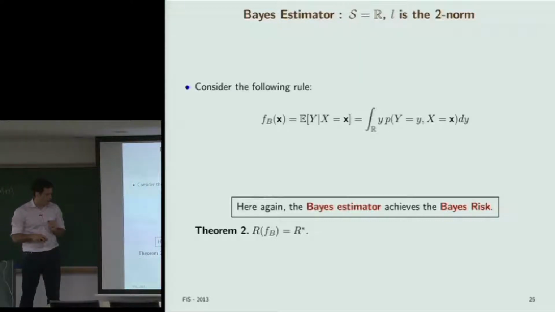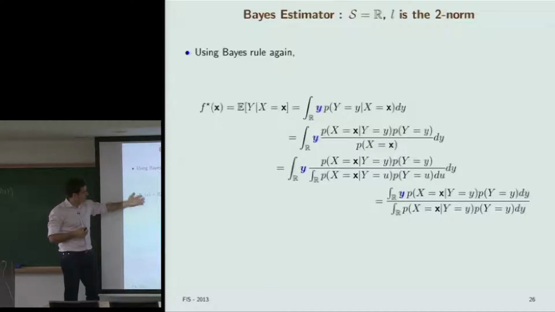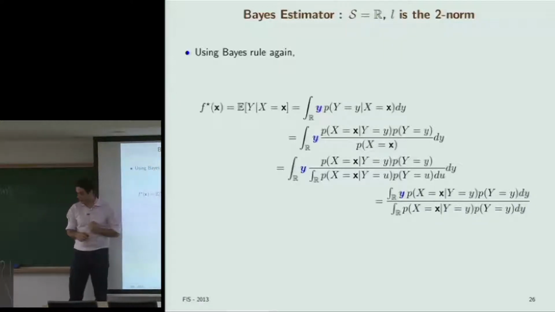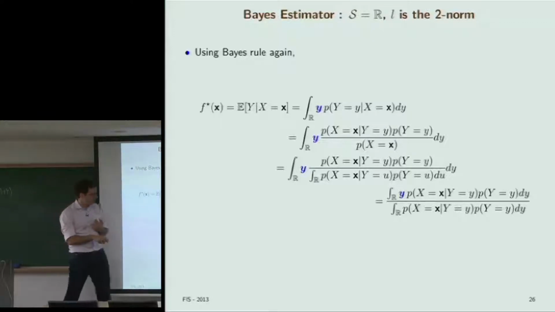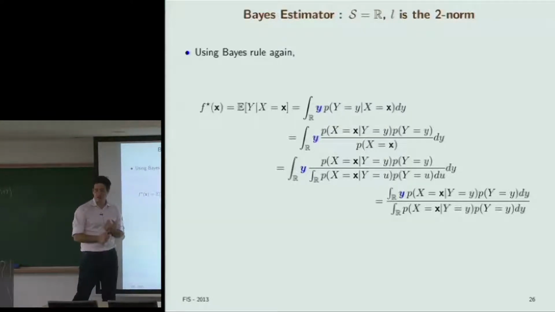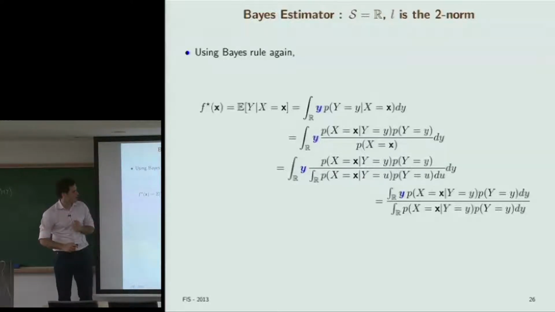So here again, you can prove that the Bayes estimator achieves the Bayes risk. That you cannot do better than predict with the conditional expectation. So again, using Bayes rules, you could come up with an expression which depends on whichever information you have been given. So for instance, if someone gave you the conditional distribution in the other direction, then you could easily come up with the function f star.